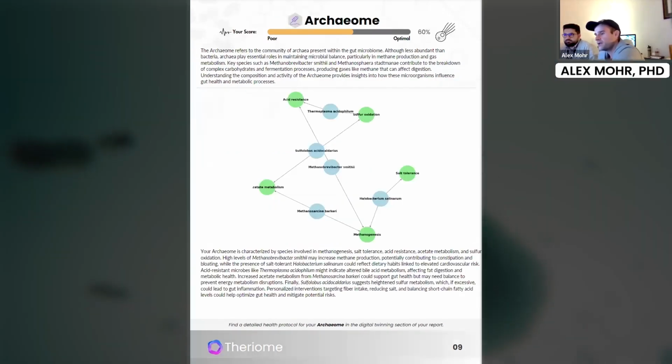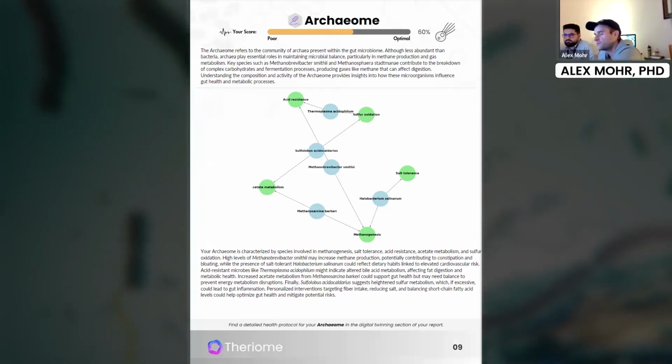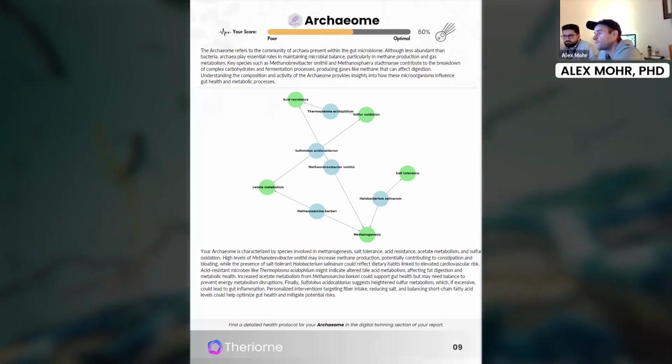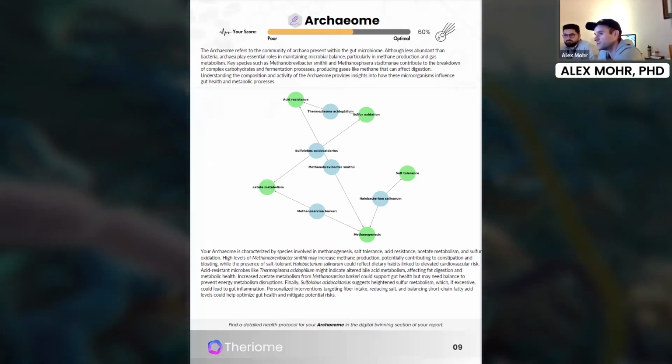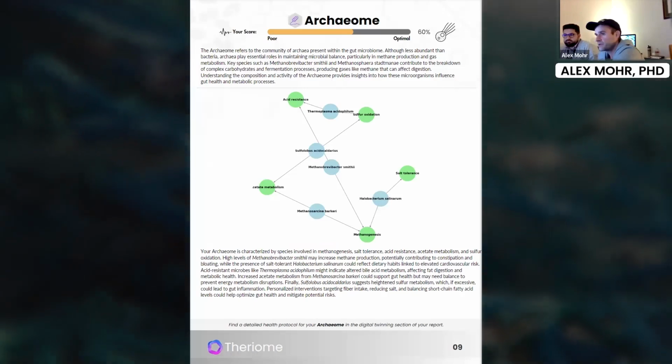Oh, and another thing, you'll notice I don't put any time recommendations for the individual domains. We're going to have one recommendation provided in the digital twinning section of the report. That was another piece of feedback that we got.